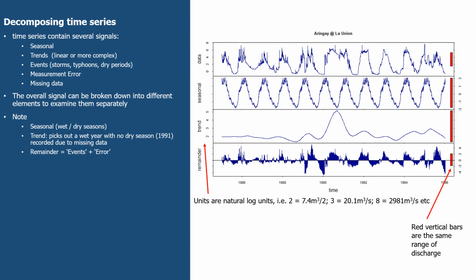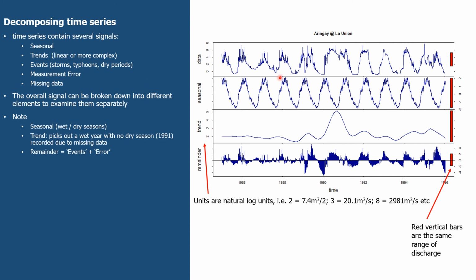We might also want to look at some of the causes of that variability in a river flow. And one thing we can do is decompose the time series into its component parts. Time series contain quite a lot of signals all added up. There's a seasonal signal, a wet season, dry season signal. There are some trends which may be linear or might be more complicated than linear. We have events, we have storms, we have typhoons, we have dry periods. There are some measurement errors, and of course there are missing data. And we can use software to break that signal down into different components and look at them separately.